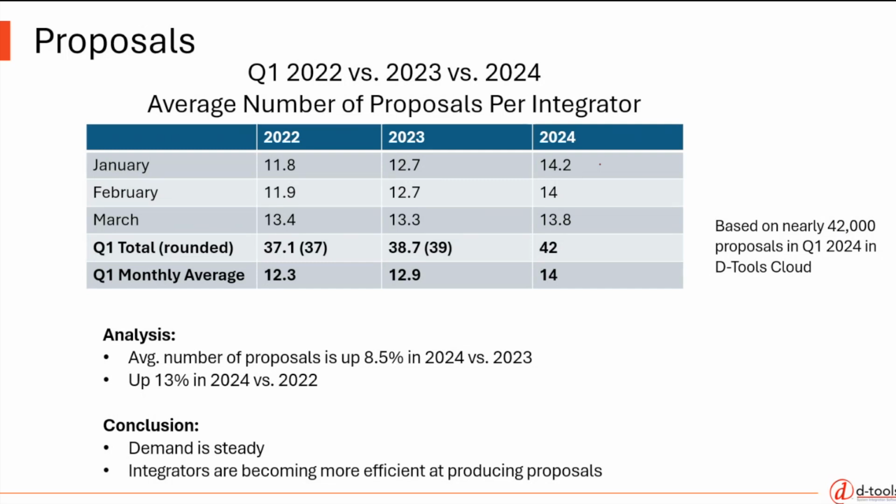But looking at the columns, 2022, 2023, 2024, you can see the average number of proposals per integrator per month in Q1, and then the quarterly total, and then just specifically the 2024 number. So for the quarter in 2024, the first 3 months, the integrator did an average of 42 proposals that were presented, or 14 a month. So you can see in that Q1 total, I rounded up because there's no such thing as a 0.7 or a 0.1 of a proposal.